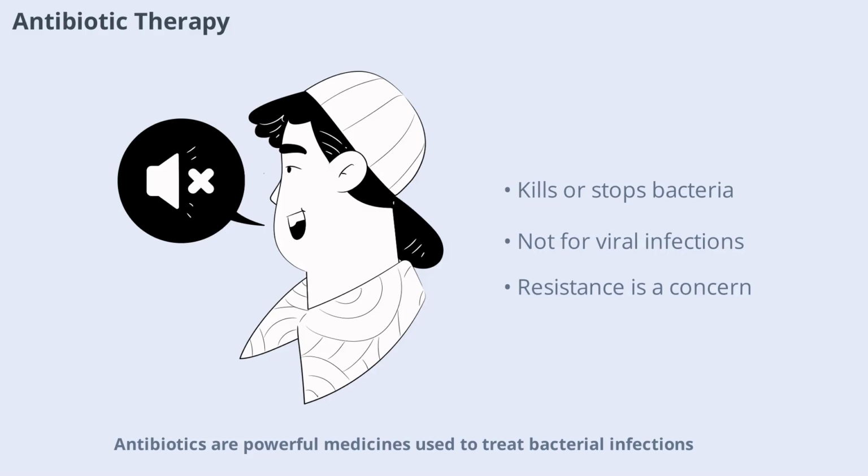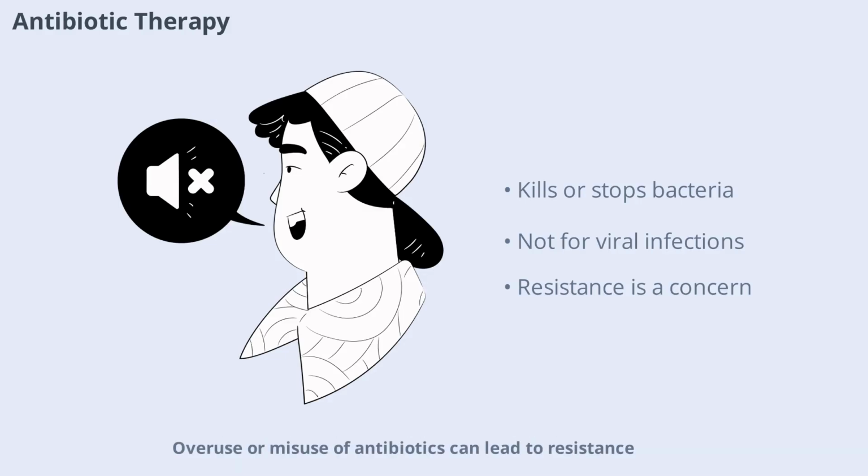Antibiotics are powerful medicines used to treat bacterial infections. They work by killing bacteria or stopping their growth. However, antibiotics are not effective against viruses, fungi, or parasites. Choosing the right antibiotic depends on the type of bacteria and its sensitivity to certain drugs. Overuse or misuse of antibiotics can lead to resistance, making infections harder to treat. That's why doctors carefully select antibiotics and monitor their use to ensure the best outcomes for patients.